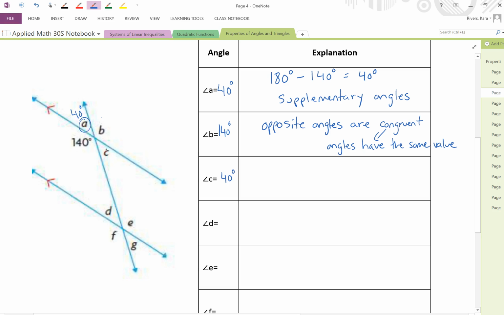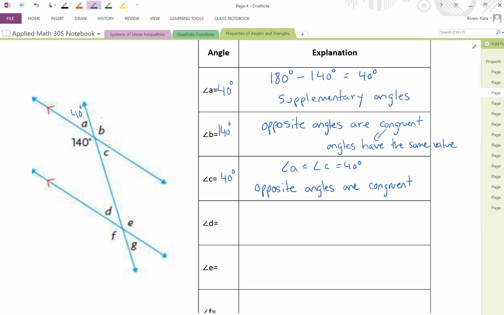You can see that A and C are opposite angles, and opposite angles are congruent. Or you can say that these two are supplementary or these two are supplementary. So again, there's lots of different paths here, but the easiest for me to see was just that A and C are opposite to one another and they're going to be congruent. So C is 40 degrees because angle A is equal to angle C. And that's because opposite angles are congruent.